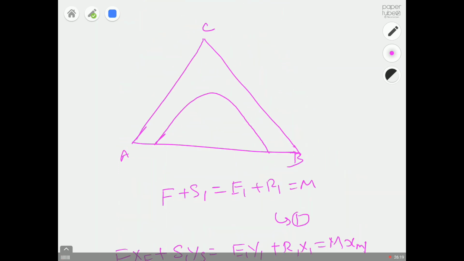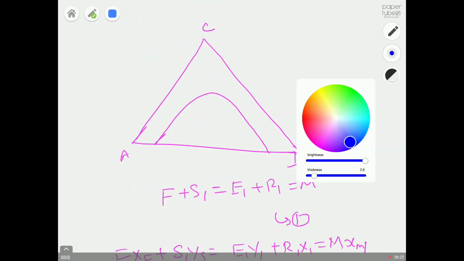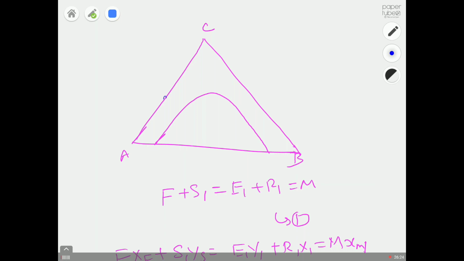I showed in the previous page how to locate your F point, and then that's your S1 point, and then we can obviously locate our extract E point, and then we can also locate our raffinate point, provided we have all the data in our hand. At the beginning of my experiment, I know what my feed is and what the solvent is. At the end of the liquid extraction, I know what E is and I know what R is.